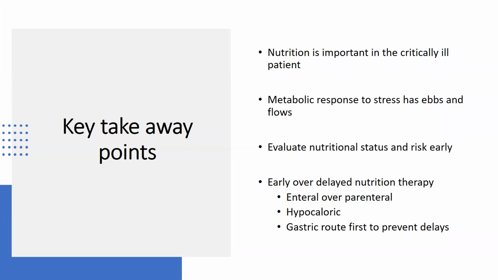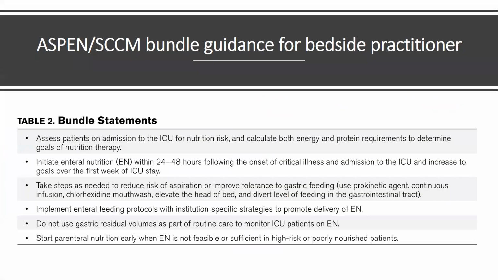So key takeaway points: nutrition is important. The metabolic response to stress has ebbs and flows. Evaluate the nutritional risk and evaluate it early, over delayed nutrition therapy, enteral over parenteral, hypocaloric, gastric first. ESPEN has a nice little bundle for the bedside practitioner that I think is useful. It walks you through some of the things that we've talked about. It's in the ESPEN SACM guideline that I sent you all.